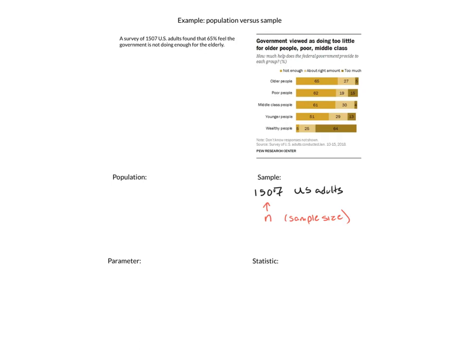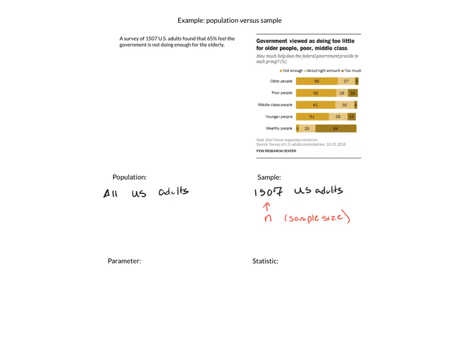That's the sample. Now we want to figure out who are we trying to generalize to. That is, surely I don't care just about those 1,507 people. Rather, in this case, I want to know about all U.S. adults. And so that's going to be our population.